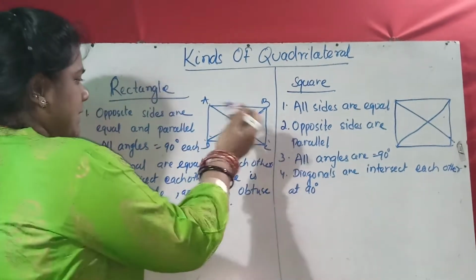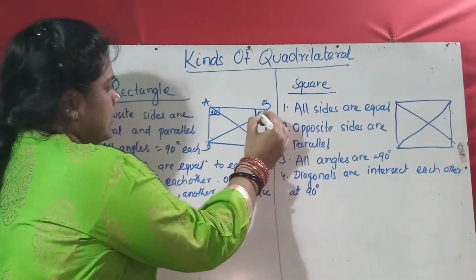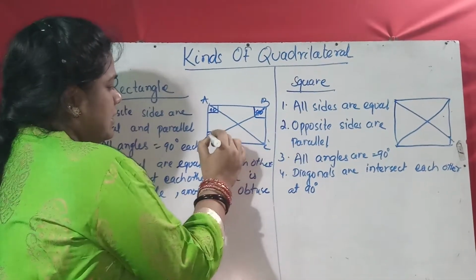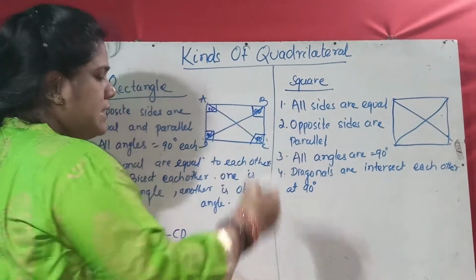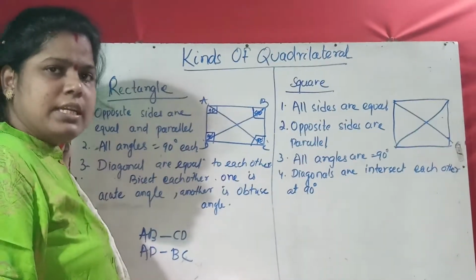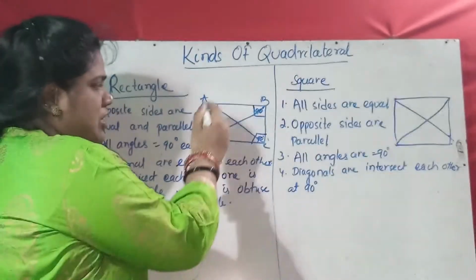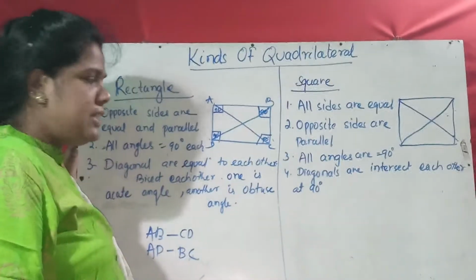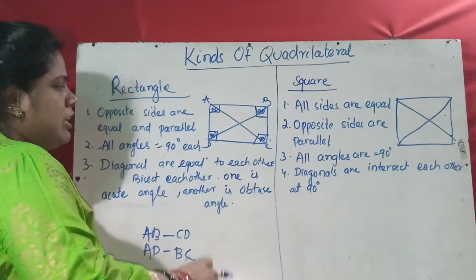In all rectangles, each angle is 90 degrees. Okay, so each angle is what? 90 degrees, and generally a quadrilateral's four interior angles have a total sum of 360 degrees. So all angles total 360 degrees and each angle is equal to each other, that is 90 degrees. Then another property is what? The diagonals are equal to each other.